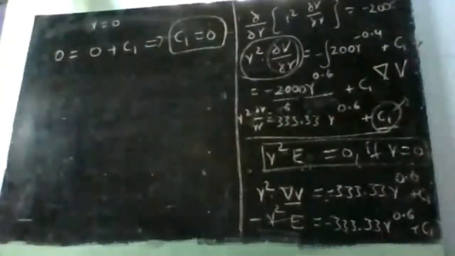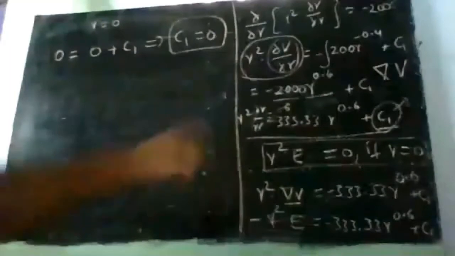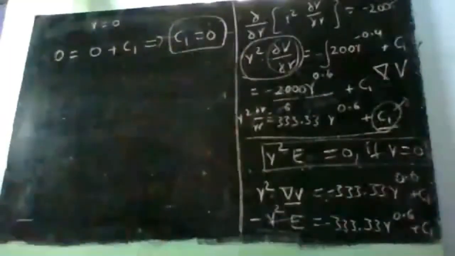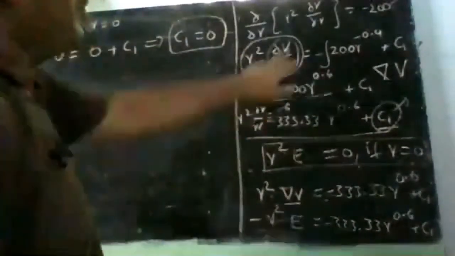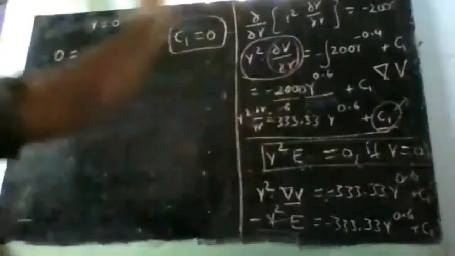Okay. Now let us continue to the next step. What is the next thing that we need to do? So we need to find out V. We have found out the value of C1.